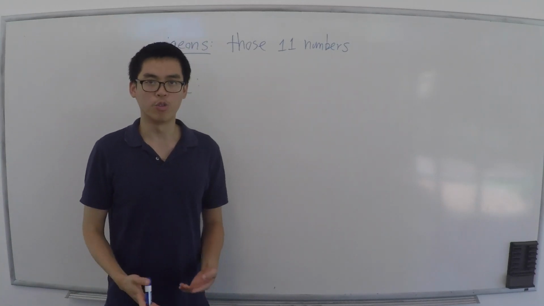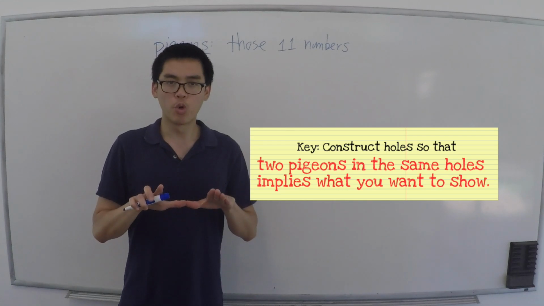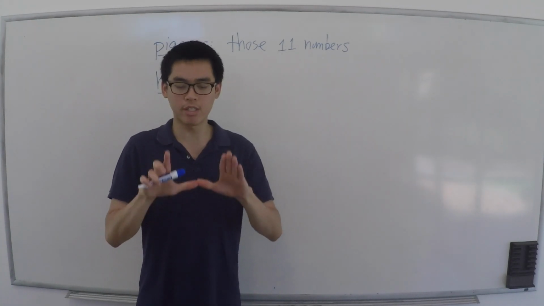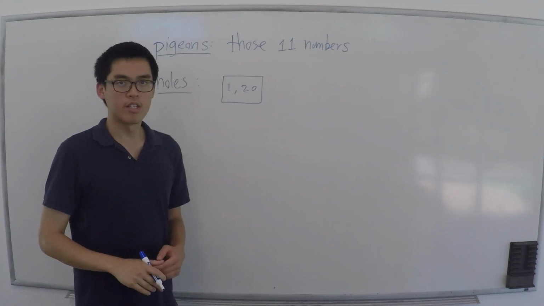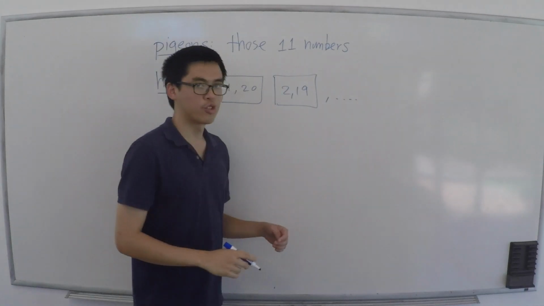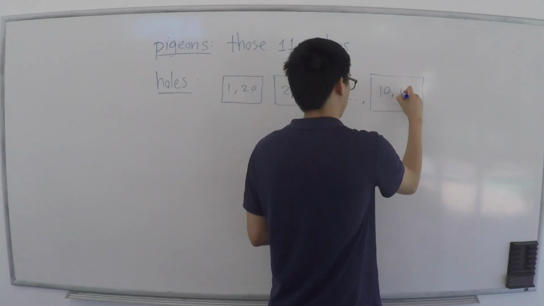Next up is the holes. You want to construct holes so that if you put 2 numbers in the same hole, the 2 would add up to 21. That's easy. The first hole will be a hole that you can put 1 and 20 in. The second hole would be the hole that you put 2 and 19 in. So on and so forth until the last one is the hole that you put 10 and 11 in.